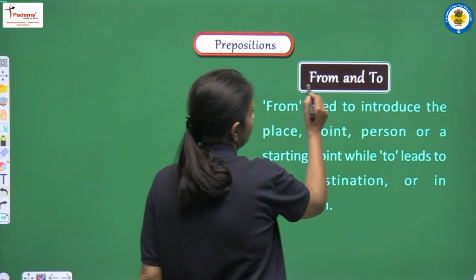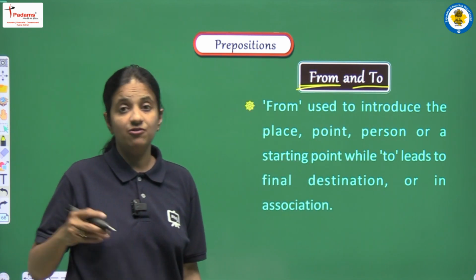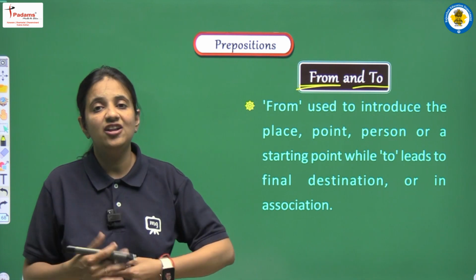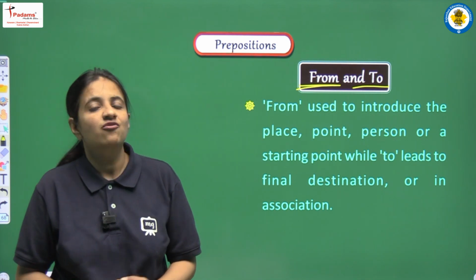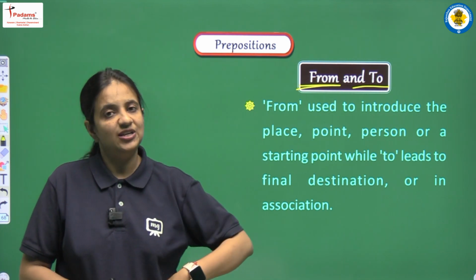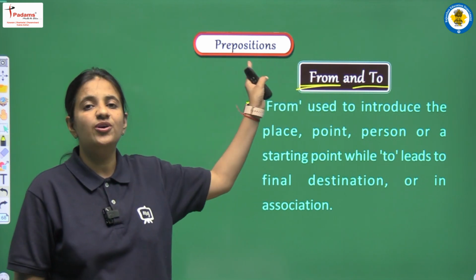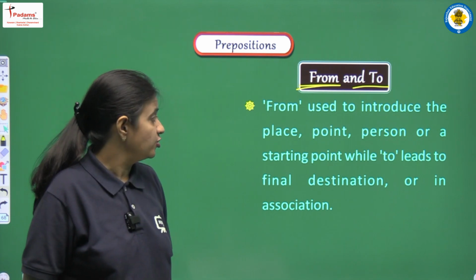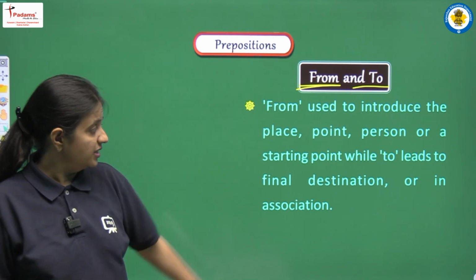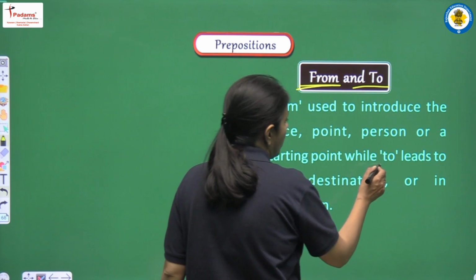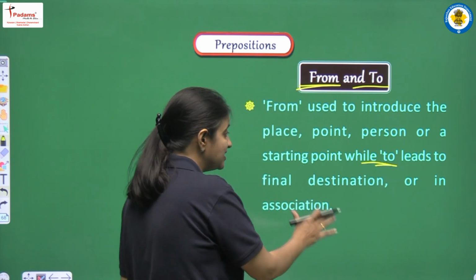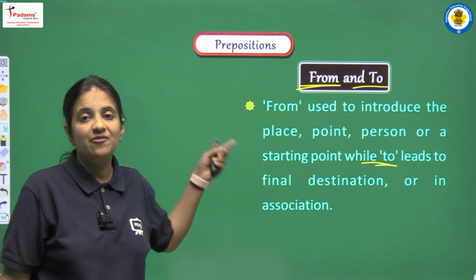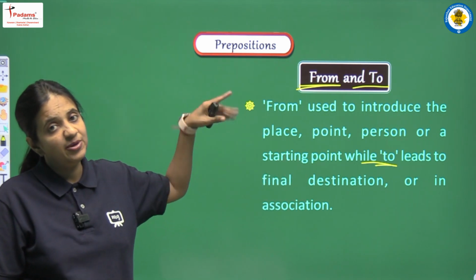Next, we are having from and to. Again, they are very common prepositions, and we all use these prepositions in our daily conversation. So let's see what are the meanings and uses of these prepositions from and to. From is used to introduce the place, point or person or a starting point, while to leads to the final destination or in association. So here we are having the basic difference between from and to.